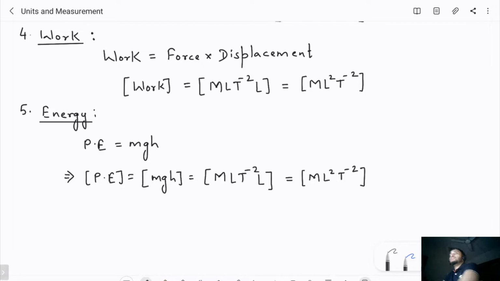Okay, same way we can also think of any other energy formula. So we can talk about kinetic energy. Now kinetic energy is half m v square. Okay, so the dimensional formula for kinetic energy we can write as the same as the dimensional formula for half m v square.